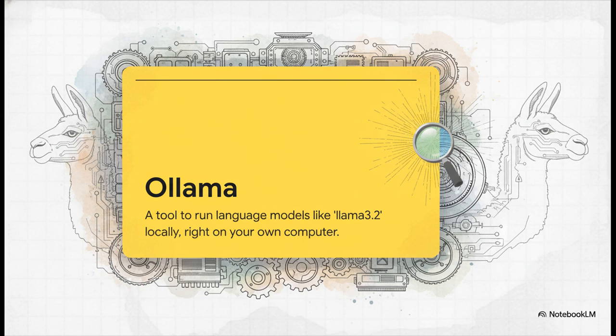So, what's actually powering this brain? The script uses a fantastic tool called Ollama. The best way to think about Ollama is like an engine that lets you run these super powerful models, like the Llama 3.2 model mentioned in the code, entirely on your own computer. This is what guarantees that the thinking part of your conversation stays completely private, no cloud required.